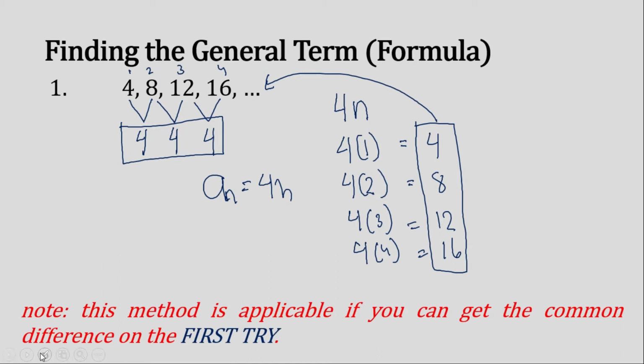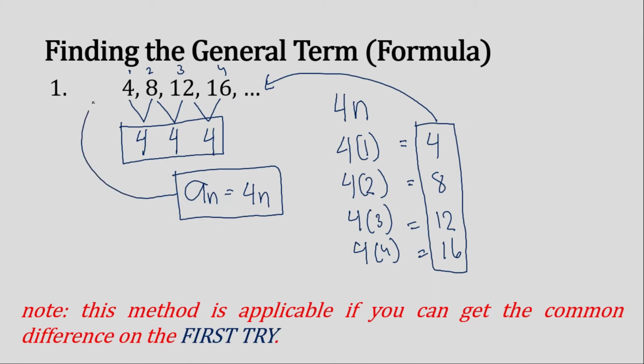Let me write this properly. Again, the formula could be a sub n equals 4n. Now you could use this formula to find other terms of this sequence. So this is the answer for this problem.